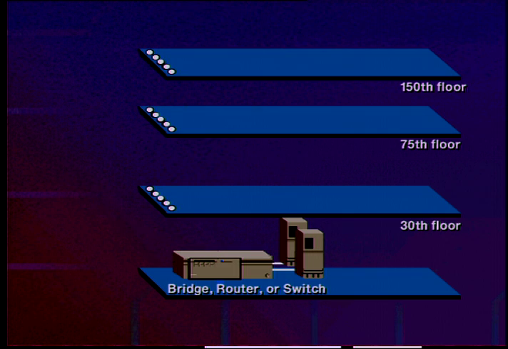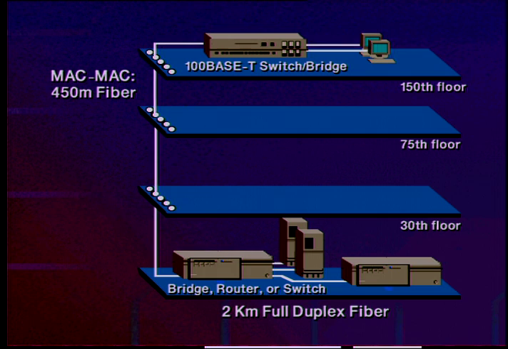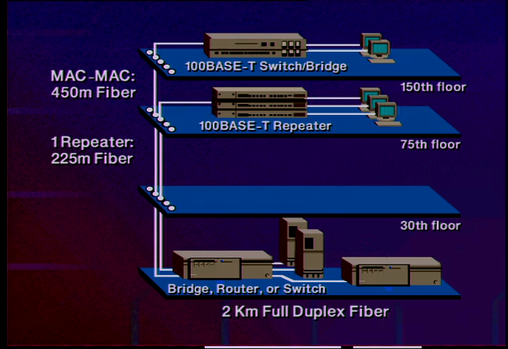If you have a point-to-point link, such as a connection from a switch to another switch, fast Ethernet on fiber, a full duplex fiber solution can be 2,000 meters long. A half duplex solution can be 450 meters long. If you have a single connection, that is a single fiber running down from a single repeater, then that fiber can be 225 meters long.